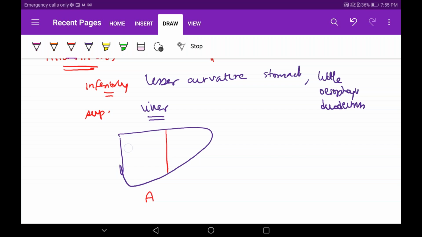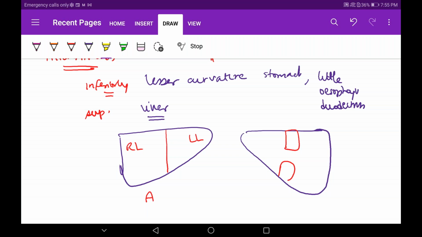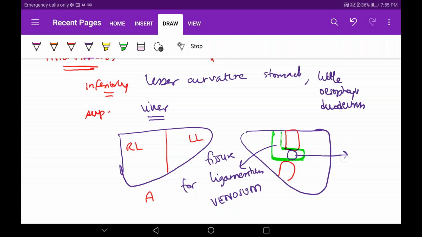What you will see, this is the right lobe, this is the left lobe. When I'm seeing the posterior aspect of the liver, what will happen? I'm drawing the posterior aspect. What you will see, this is the caudate lobe, and here is our most important aspect. You see this? What is this? Tell me, anybody knows? I don't have time, let's just jump into it. Fissure for ligamentum venosum. And over here it will be porta hepatis.